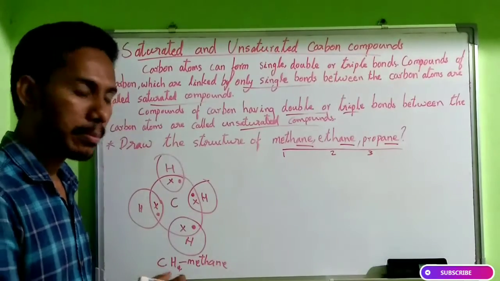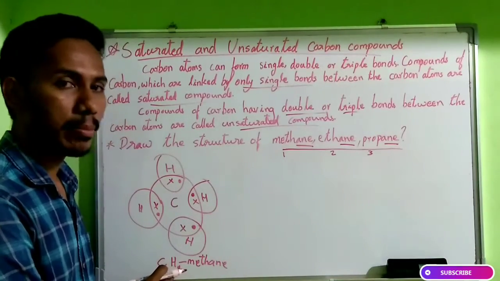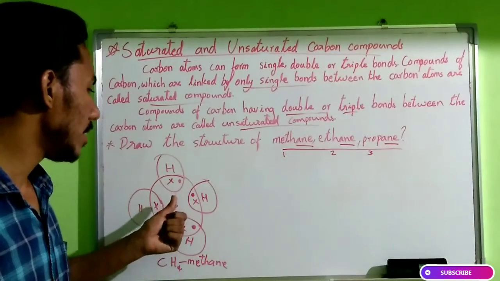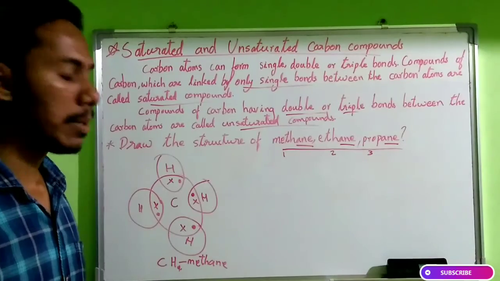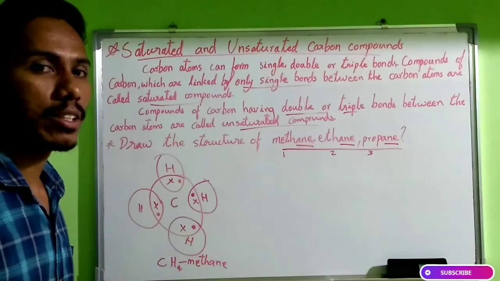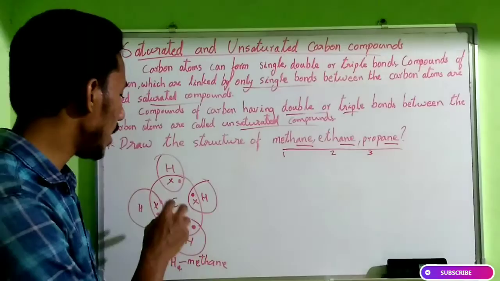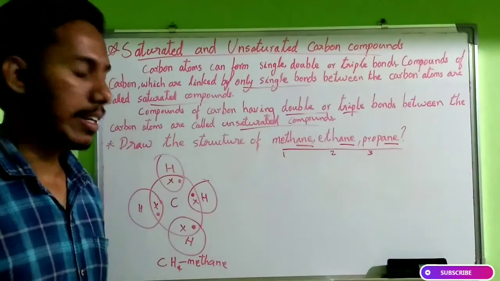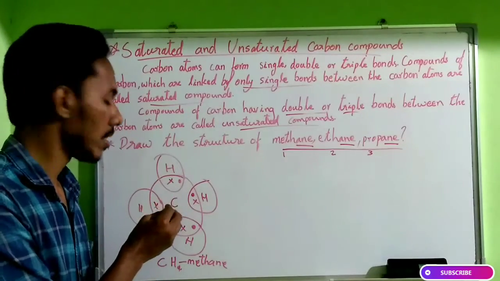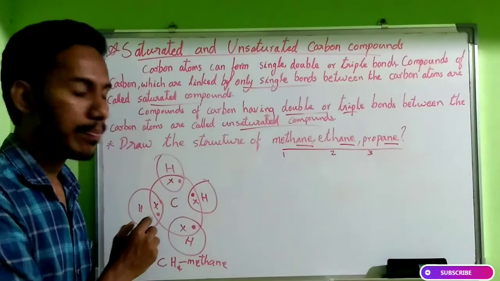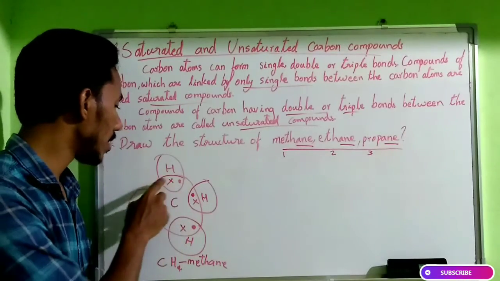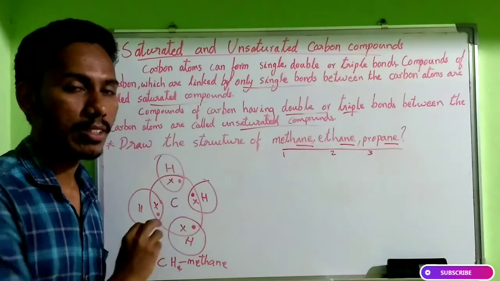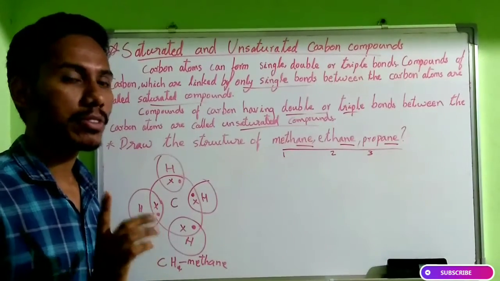You can represent methane by using this molecular formula or chemical formula, and this is the dot structure of methane. It contains 4 hydrogen atoms and a single carbon atom. Does this carbon atom make the octet complete? 1, 2, 3, 4, 5, 6, 7, 8, it is complete. So this compound is stable. This is a stable compound of carbon.